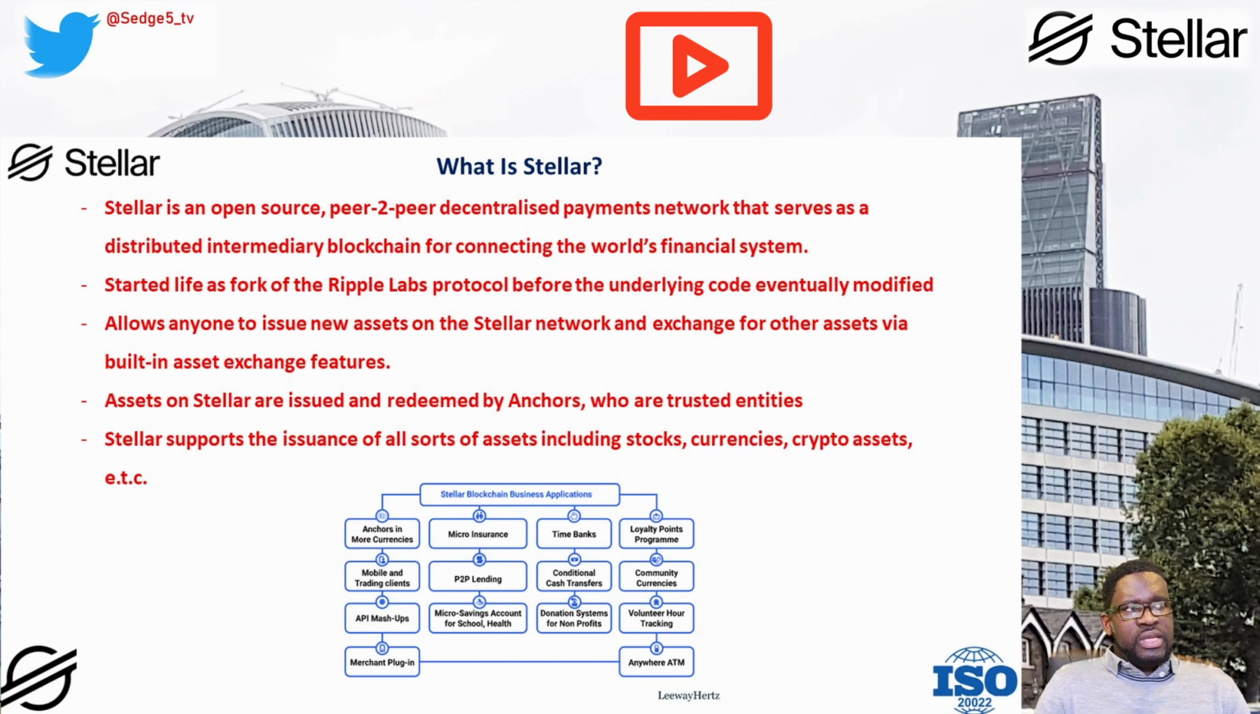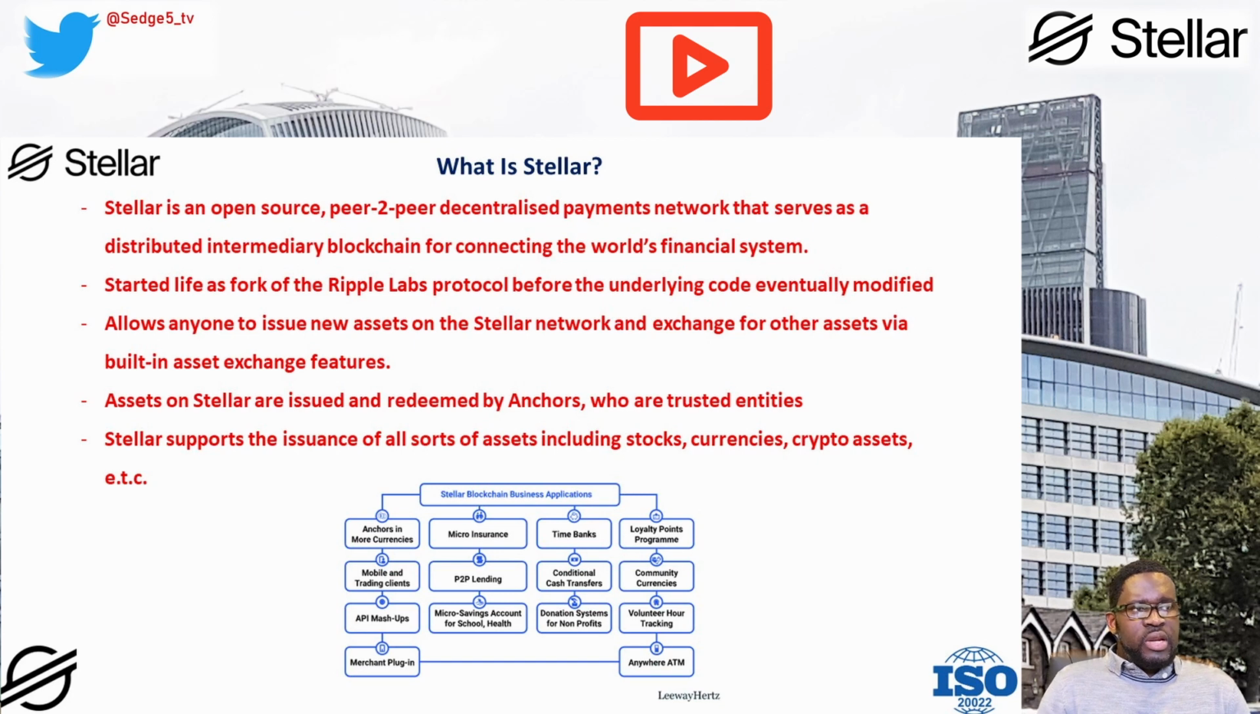These anchors facilitate the exchange of real-world assets by leveraging the distributed exchange, which maintains the order book for every asset pair. Stellar supports the issuance of all sorts of assets, including stocks, currencies, crypto assets, and so forth. One can already tell that Stellar is providing the infrastructure that traditional financial systems offer, albeit with layers and layers of layers. Whereas with cryptocurrencies such as Stellar, most of these middlemen are dispensed with.